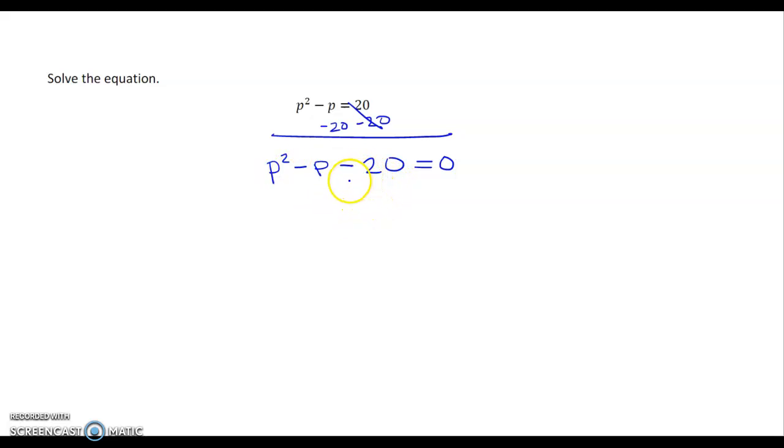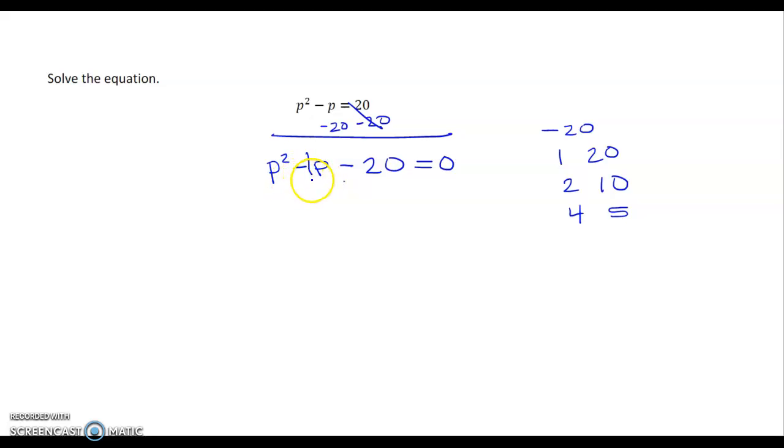So we want factors of negative 20 that add up to negative 1. Since there's nothing there, we can write the negative 1. So negative 20, we know 1 will be negative, 1 will be positive. 1 and 20, that's going to be too far. 2 and 10, too far. 4 and 5, I think we've hit it.